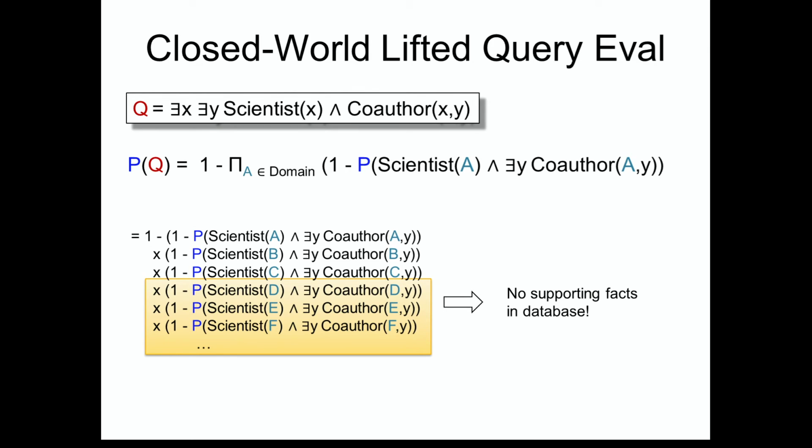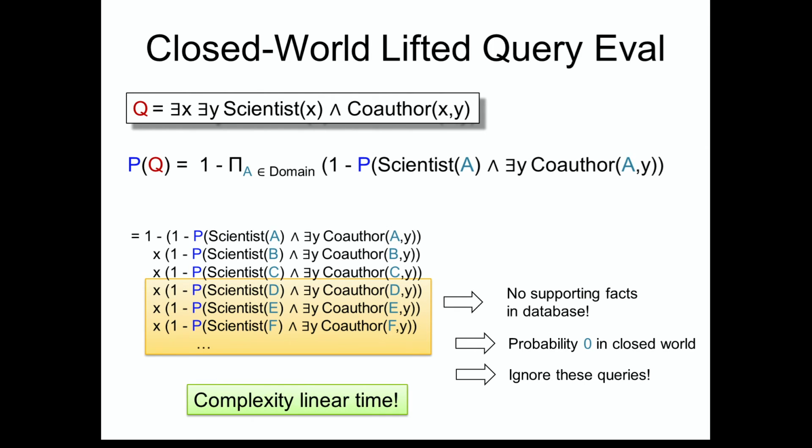So a lot of these things actually have no support in the database, which means that they have probability 0 in the closed world, which means that you can just ignore all of these. And there is a way to implement the probabilistic database algorithm to have complexity that is linear in the size of your database instead of being polynomial, by being clever about not looking at parts of your database that are useless to you. So that's nice. Actually, the dichotomy of Dan is not between Sharpie and P time, but it's between Sharpie and linear time.